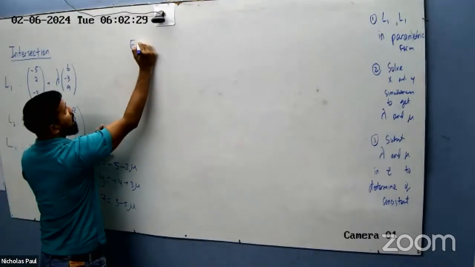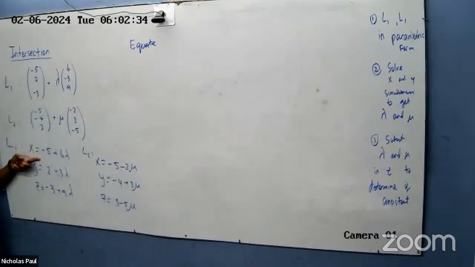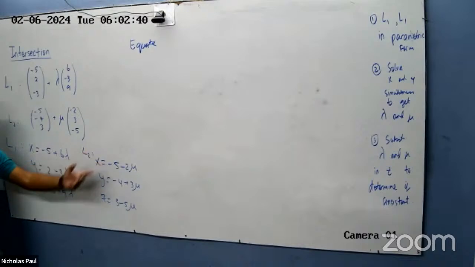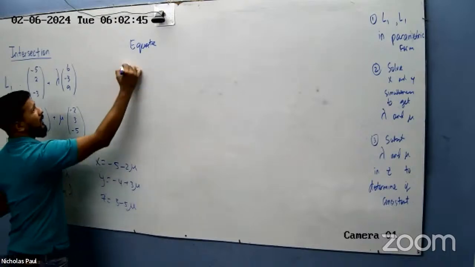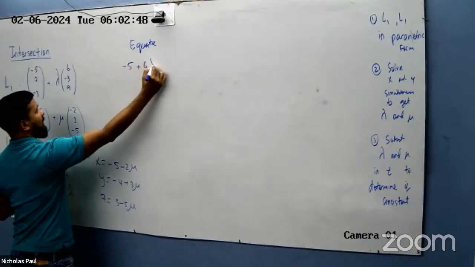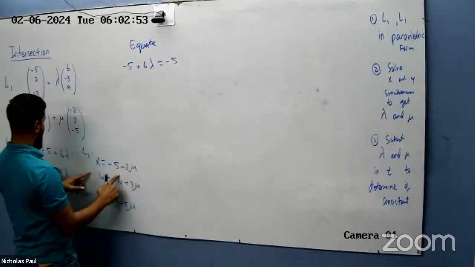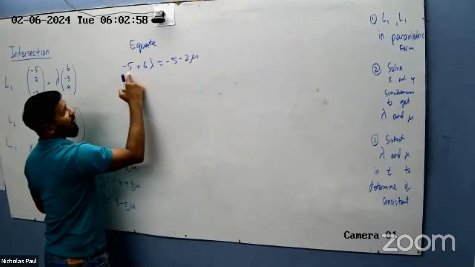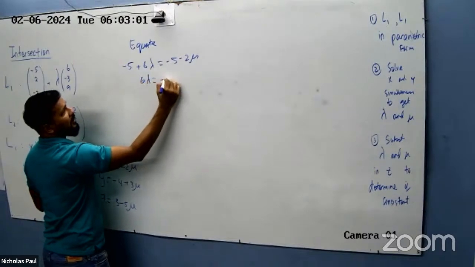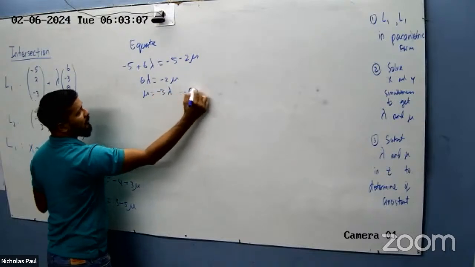Right? Then we do a little equating. It doesn't really matter which one you choose. You can equate these two and then check for consistency here. Once you get lambda you can put it in here if you want. But I will equate these two here. So I'll get minus 5 plus 6 lambda is equal to minus 5 minus 2 mu. Carry it across again, 0. So 6 lambda is minus 2 mu, or we're getting mu to be minus 3 lambda.